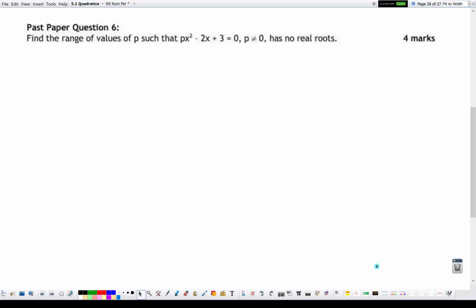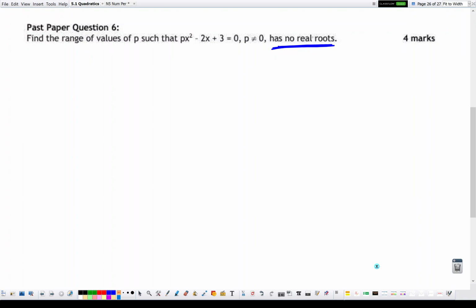Okay, so past paper question for quadratics, and this one is about the discriminant. Anytime you see roots mentioned, you should be thinking this is quadratics. And anytime it says anything about real roots, you should be thinking of using the discriminant in some way.